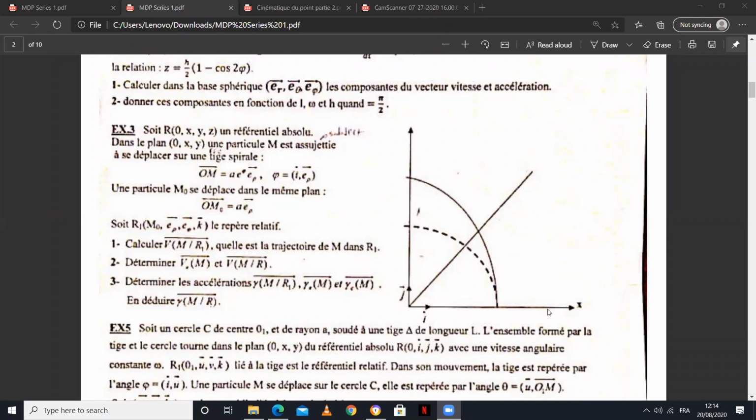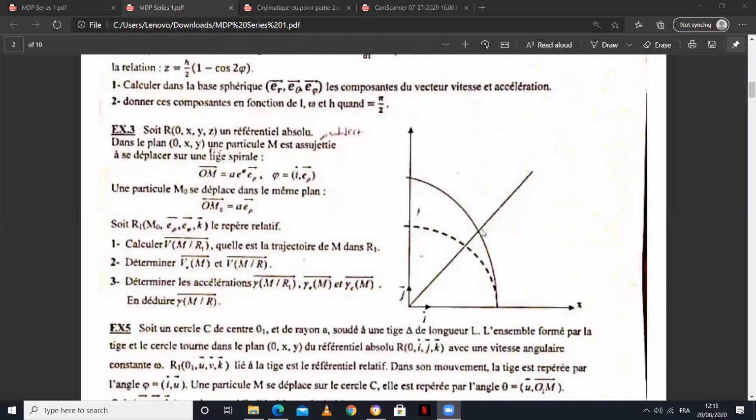We have our Y there, we have our X, and we have our Z, although not being shown in the figure, but it's the vertical axis. So imagine it as coming out of the screen like that. Yeah. So we have this one as our referential absolute. We take note of that. And then we also have here OM being equal to A, e^phi, e_r. Okay, so we have e_r in that direction.